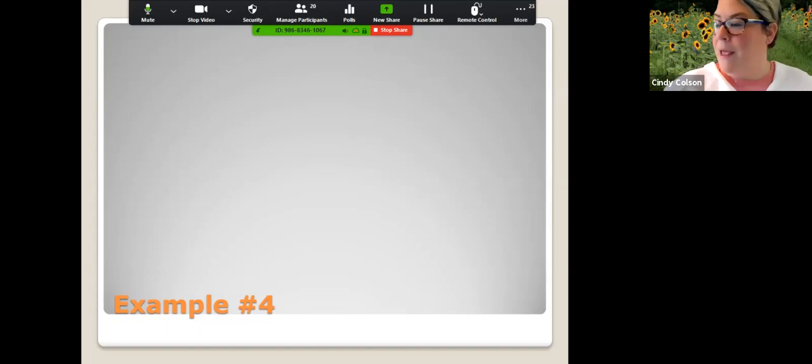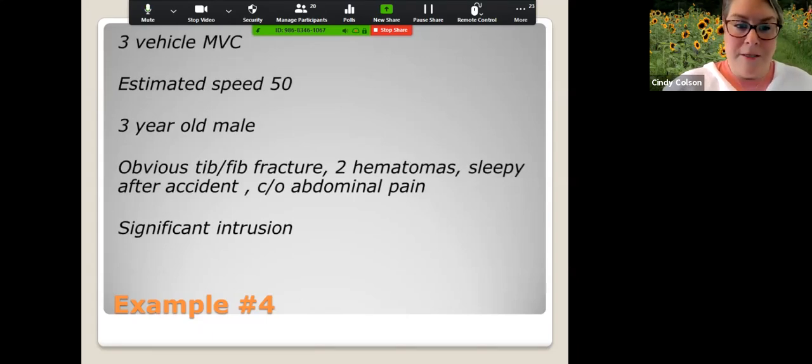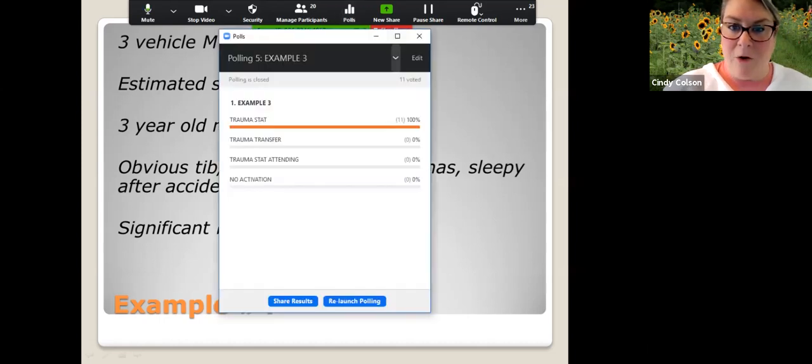Okay, so I think this is also a really good example of how sometimes it's really hard to hear all of the information, so you're trying to pick out key words. So this is a 3-vehicle MVC. Estimated speed was 50. This was a 3-year-old male, obvious tib-fib fracture, two hematomas, sleepy after accident, complaining of abdominal pain with significant intrusion. I'm going to go ahead and open up the poll.